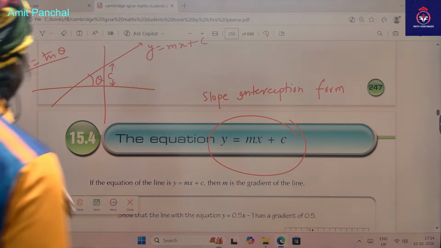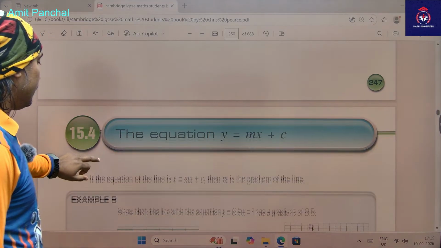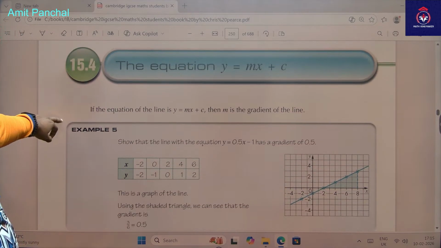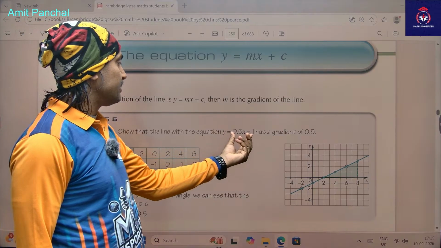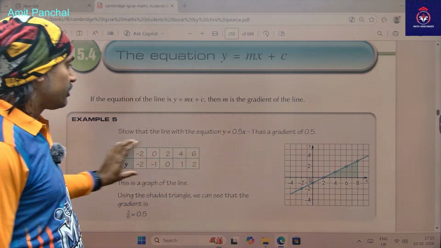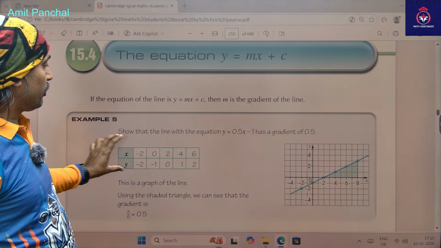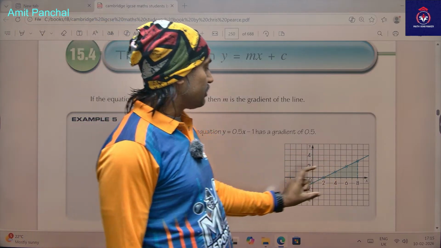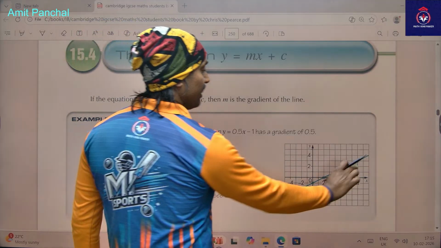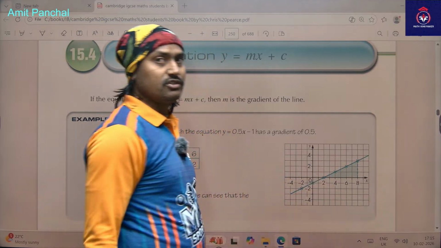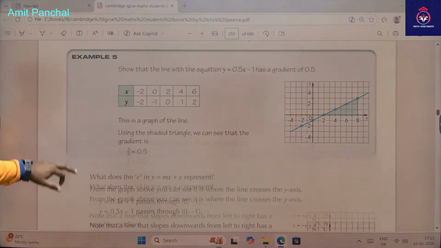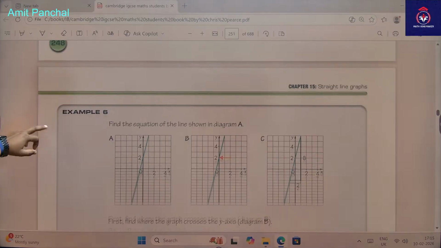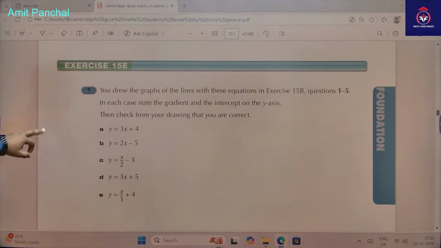Okay. So now show that the line with the equation has a gradient of 0.5. To show the gradient, first of all you have to draw this line. By plotting, you have drawn this line and you just see its gradient. Gradient means the slope, the y change divided by x change. So you can prove it easily that it has gradient 0.5. So now summary, it is completed.